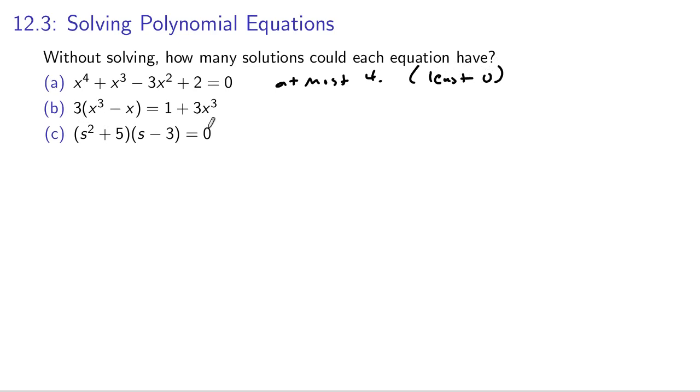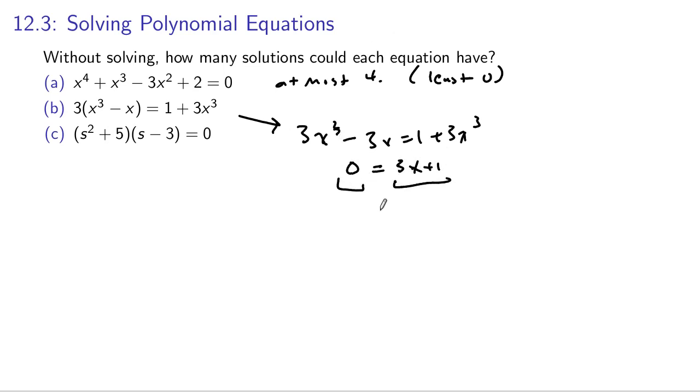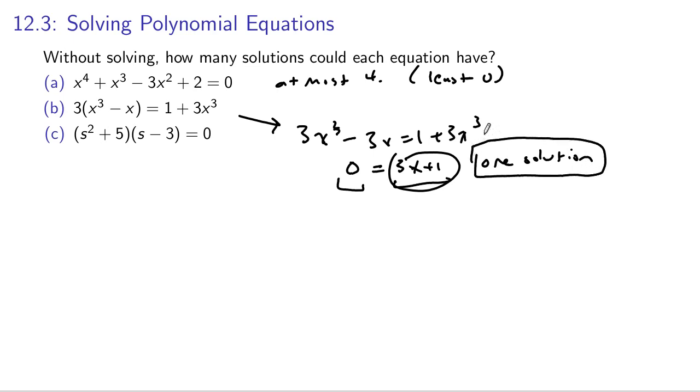B, this one, let's see, the degree of this isn't obvious because we have to do some work to find a degree. 3x cubed minus 3x is 1 plus 3x cubed. When we subtract the 3x cubes, the cubes go away. We have 0 is 3x plus 1, putting it all on one side, so we have a polynomial equation. Remember, the polynomial equation is polynomial of x equals 0. And here we have a degree 1, so there'll be one solution. And we know that's exactly right because 1 is odd. So it has to have at most one solution and at least one solution. So there's exactly one solution.